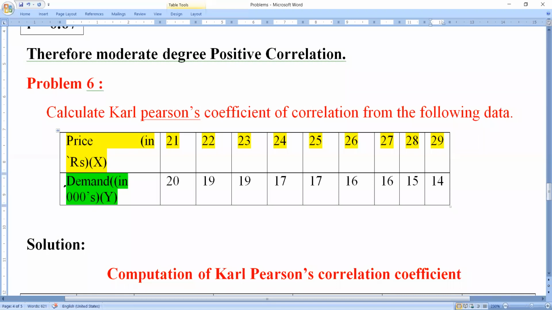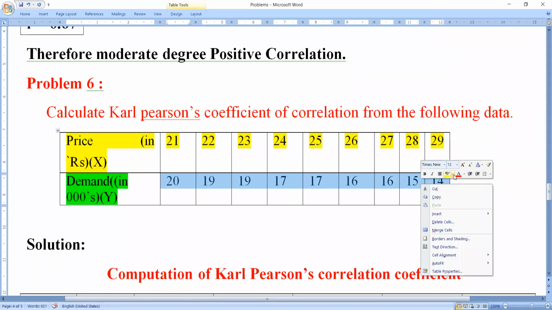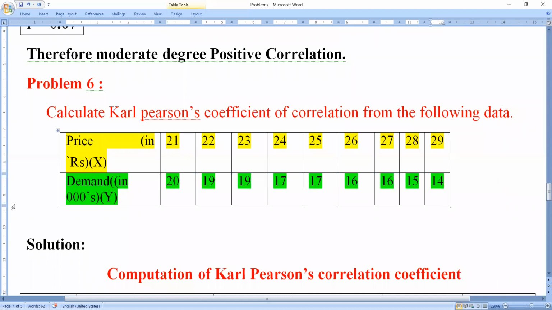Here is demand, demand in thousands. They have given 20, 19, 19, 17, 17, 16, 16, 15, and finally 14. This is also 9 values. The number of values is 9.